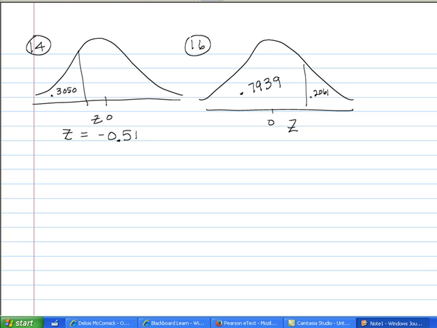Okay, now in the next group, we have a bone density test, and the test scores are normally distributed with a mean of 0 and standard deviation of 1. Draw a graph and find the probability of the given scores. We're not using technology at this point, so let's take a look at 18. Less than 0.19.